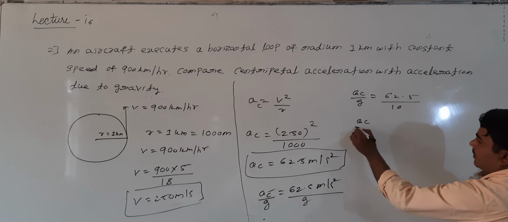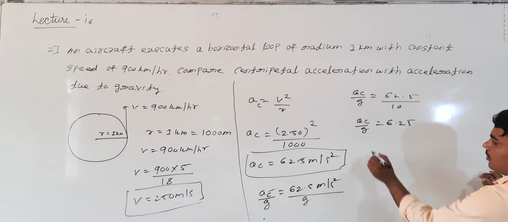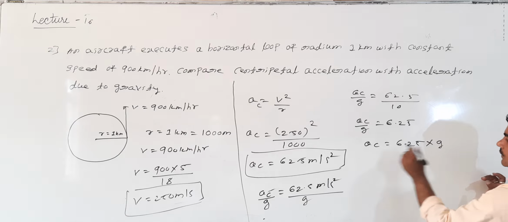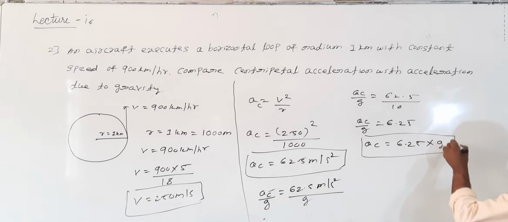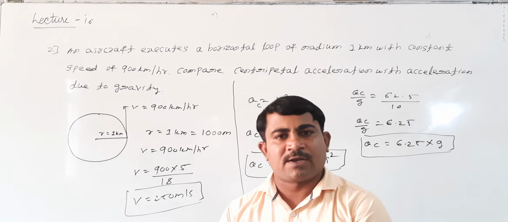Then AC divided by Z equal to how much? 6.25. Or AC equal to 6.25 into Z. This is the comparison of centripetal acceleration with acceleration due to gravity. Again, copy this numerical. We will see one more numerical.